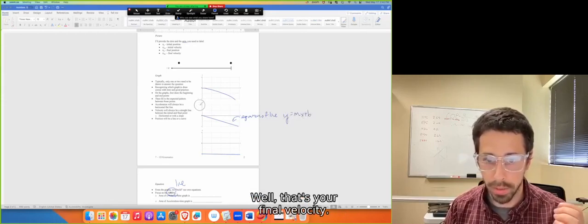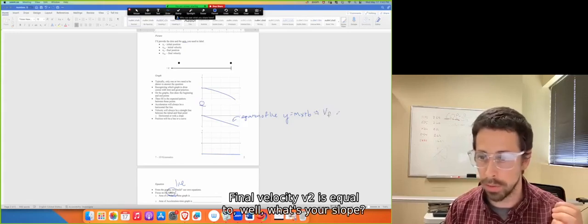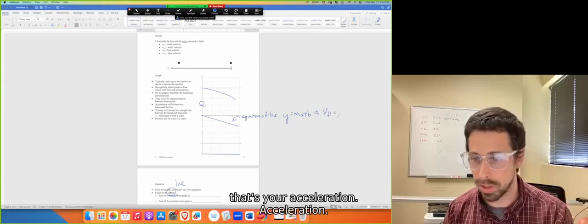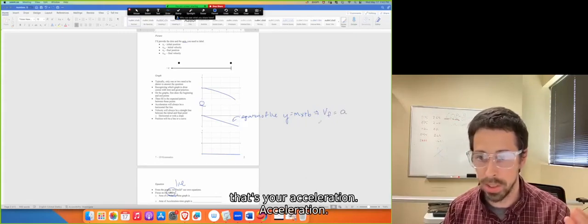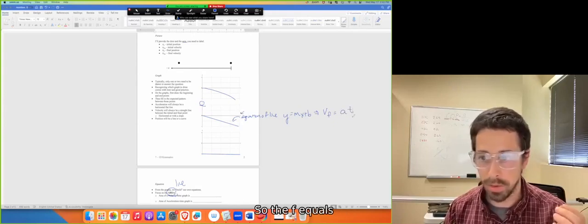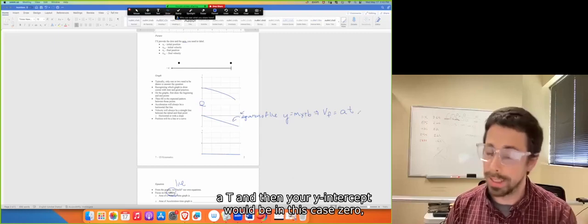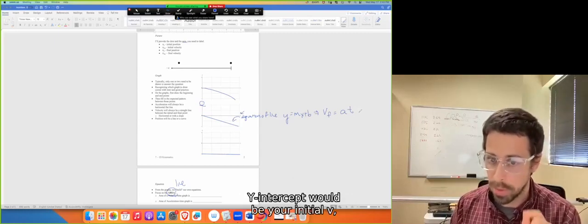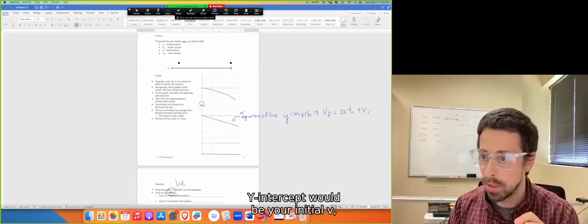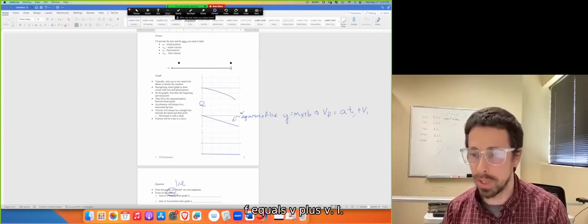What's on the y? Well, that's your final velocity. So your final velocity, vf, is equal to, well, what's your slope? We know what the slope is. That's your acceleration. What's on the x-axis? Well, that's your time. So vf equals at, and then your y-intercept would be, in this case, 0, but it doesn't have to be 0. The y-intercept would be your initial velocity. vf equals at plus vi.